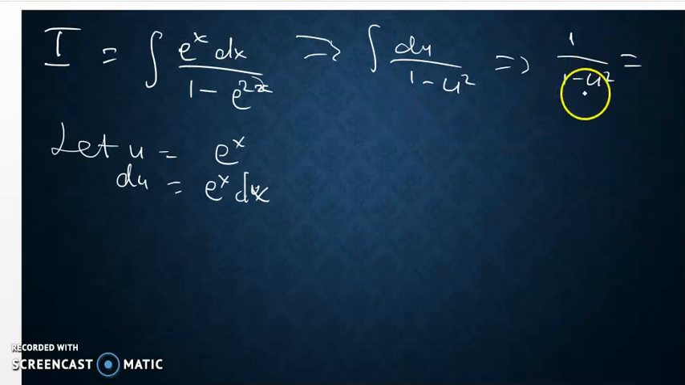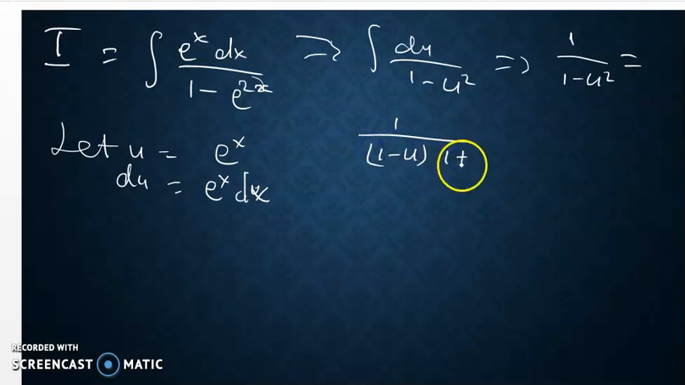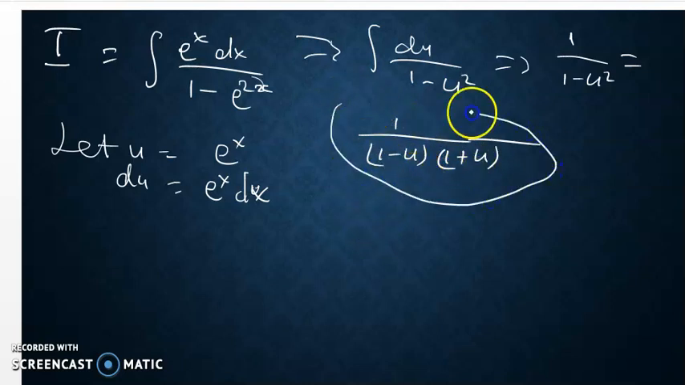and because we can't work with this power, this will give us 1 divided by 1 minus u, 1 plus u after simplification. So this is what we have. This will bring us to what we call partial fractions, because now when you have this kind of expression, you need to use partial fractions.